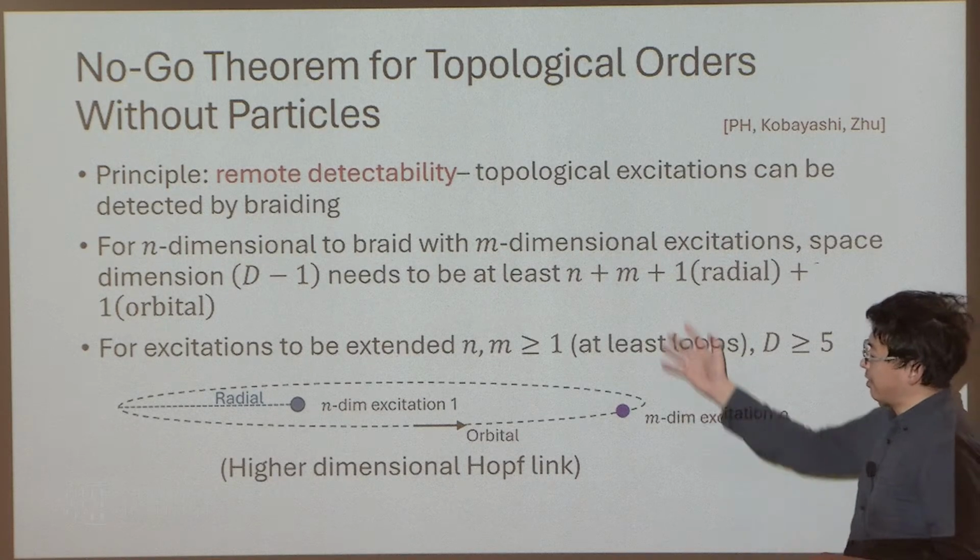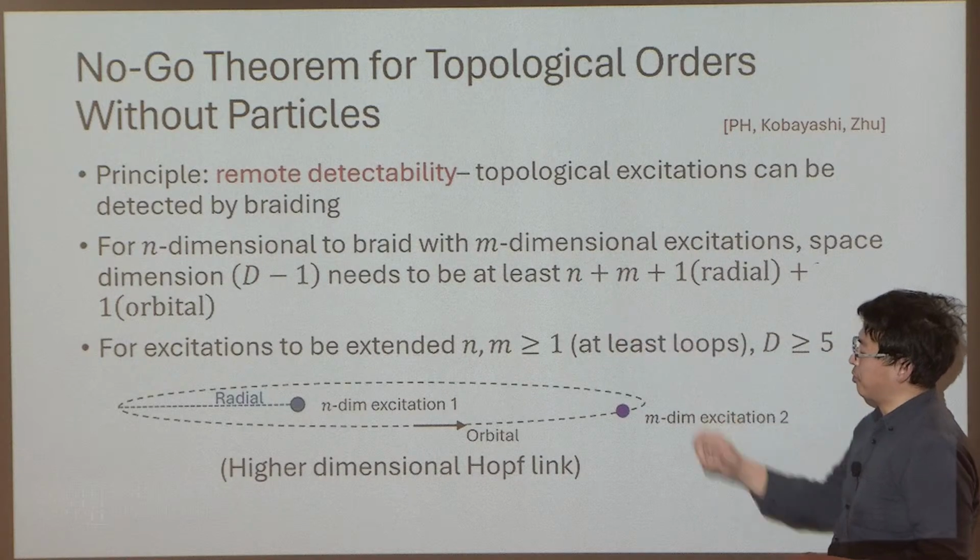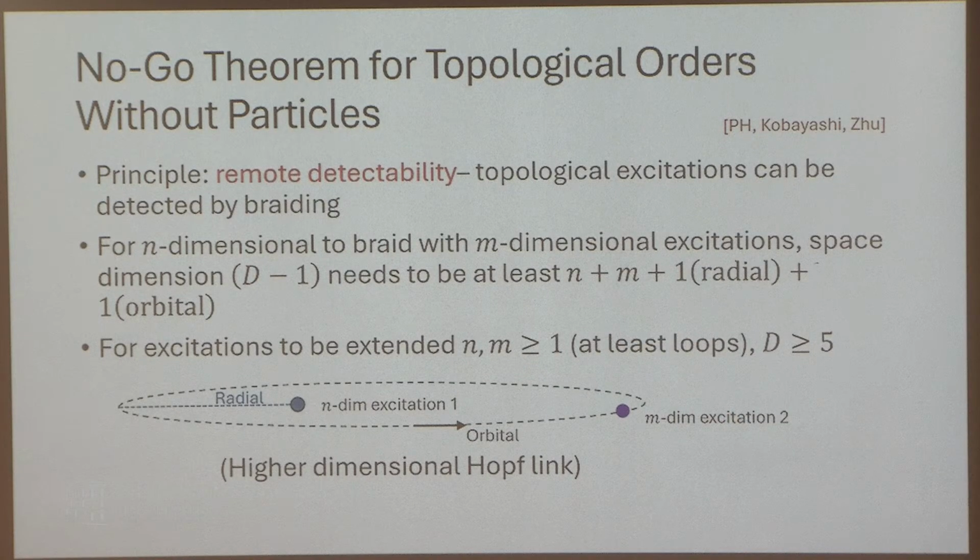And then if you want the excitations to be extended, namely those n and m are greater or equal to 1, then it turns out that the space-time dimension has to be at least 5. Or the space dimension has to be at least 4.